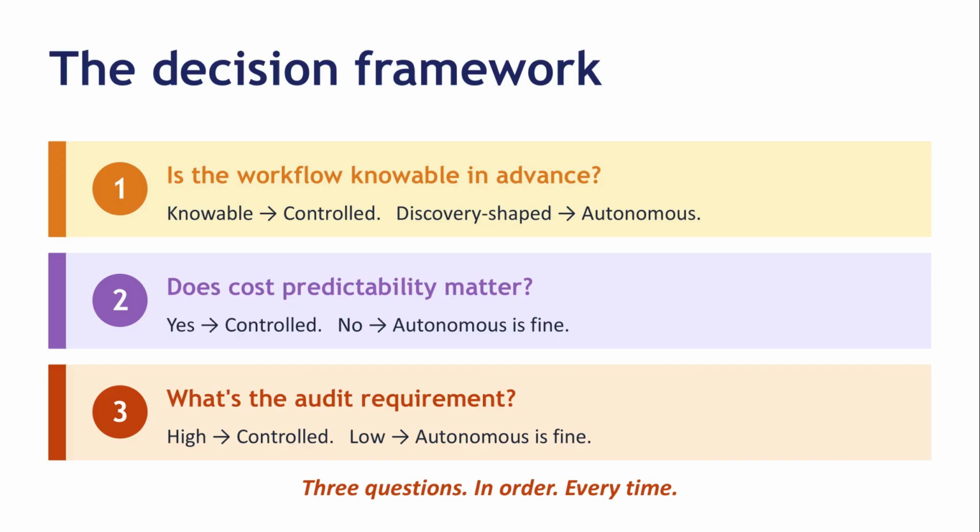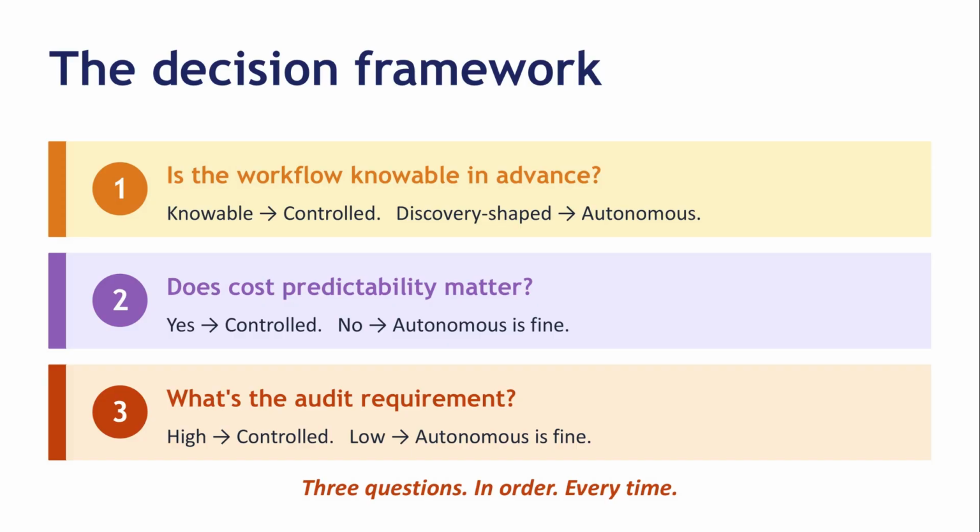3 questions in priority order. 1. Is the workflow knowable in advance? If you can write down the steps now before any input, build it controlled. If the steps depend on what you discover during the task, build it autonomous. 2. Does cost predictability matter? If your application has a per-query budget, controlled wins. If cost variance is acceptable, autonomous is fine.